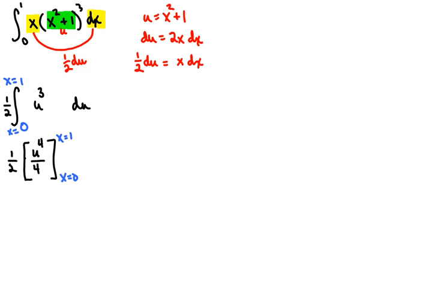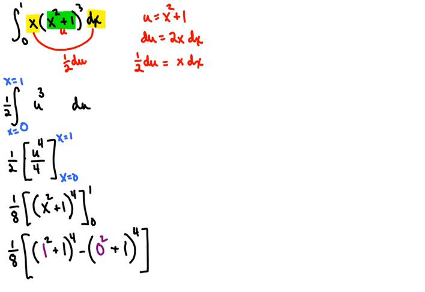And now when I swap out the u, now I'm in terms of x, and I don't have to worry about stating that my limits are in terms of x, because everything is in terms of x now. So at this point I have 1/8, and I'm going to evaluate the antiderivative at the upper limit minus evaluate the antiderivative at the lower limit. And I get from that 2 to the fourth minus 1. So that's 16 minus 1, which is 15. And that's divided by 8. So my answer is 15/8 here.